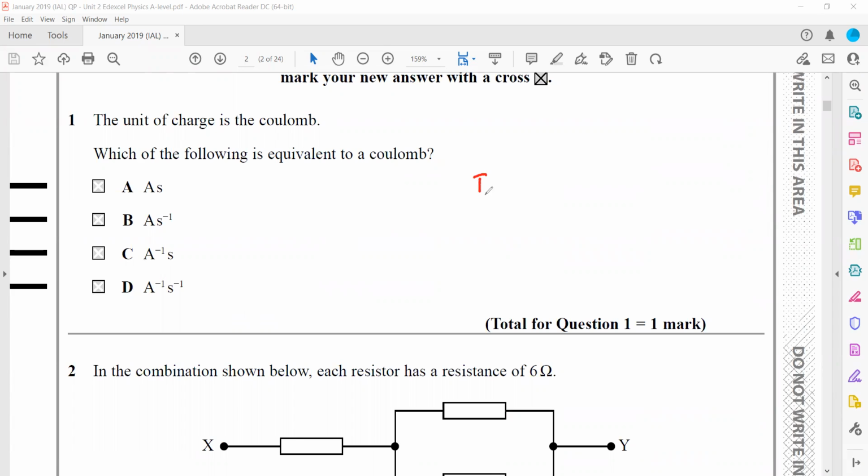Because current is charge divided by time, charge equals current multiplied by time. Current is in ampere and time is in second, so it will be ampere second. So A should be the right answer for this.